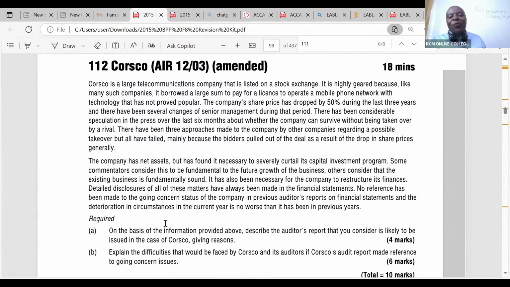Ladies and gentlemen, very, very few students can get this question right. That one I can even bet, even 2,000 shillings. On the basis of the information provided above, describe the auditor's report that you consider likely to be issued in the case of Coruscore, giving reasons. So in this case, you assume you are the auditor, then advise me: are you going to give a qualified opinion? What kind of report are you going to provide, my students?